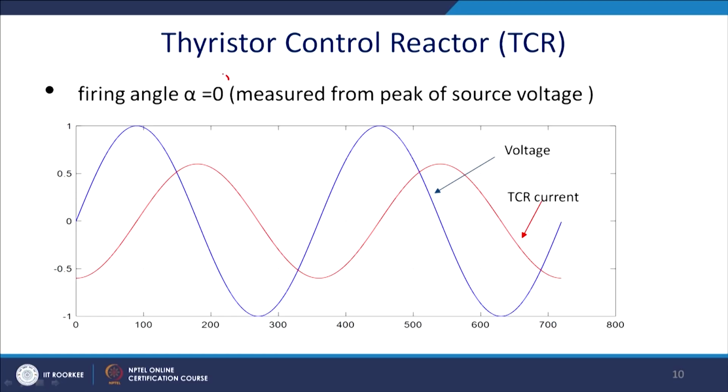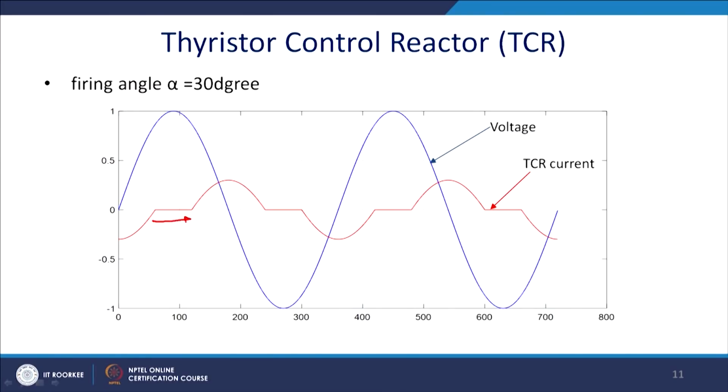So, what happened here? This is a voltage curve for firing angle alpha equal to 0 degree, and this will be the current. It will be almost touching the 0, but since there is no pure inductance, though it is almost 0, yes, it is at 90 degree. So, this will be the current to the TCR at alpha equal to 0.